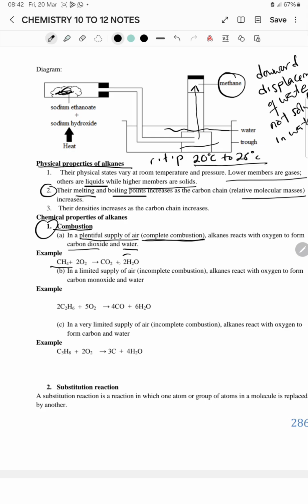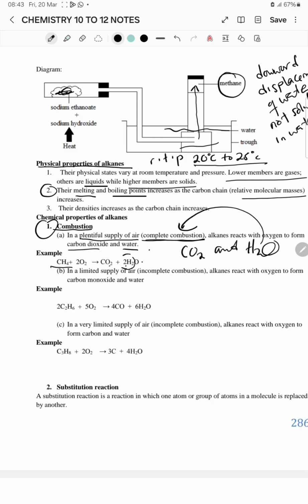The hydrogens are 4 on both sides. Then for oxygen, this 2 plus these 2 makes 4, which is why they put this 2 here. I repeat, when they say complete combustion, only two things are formed: carbon dioxide and H2O.